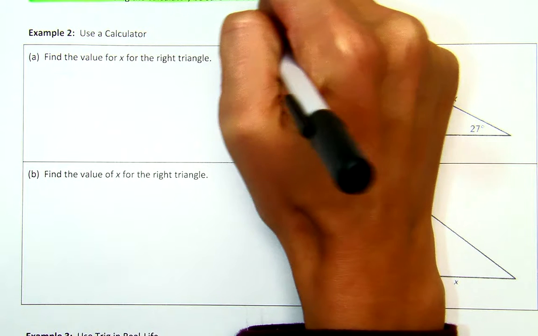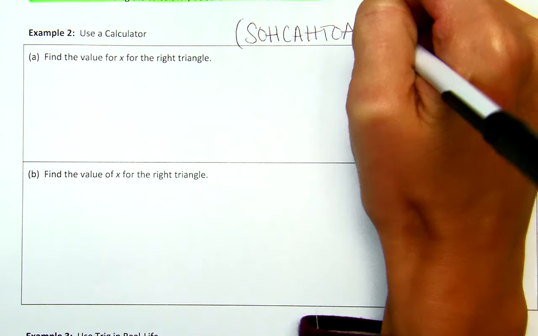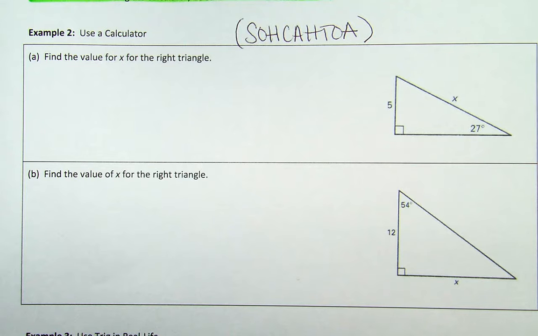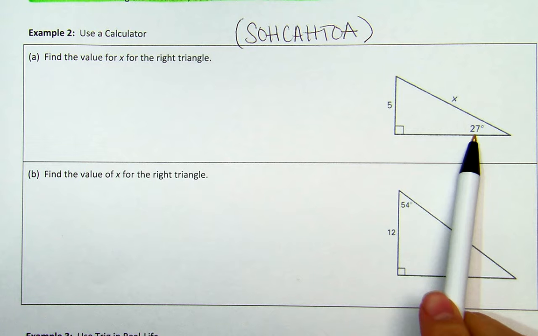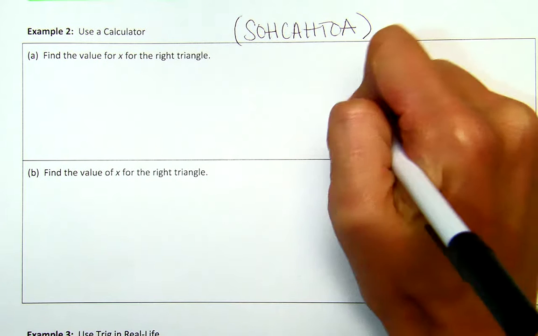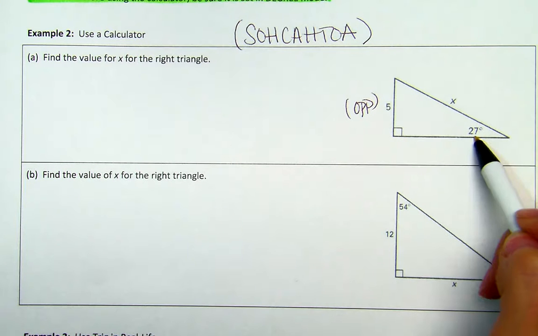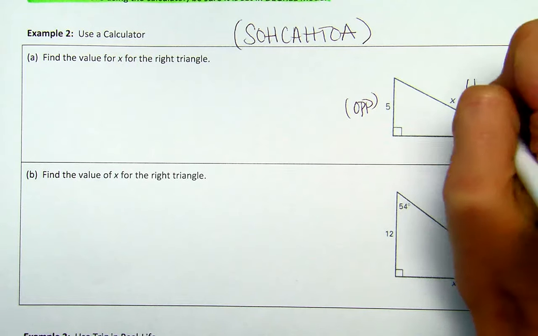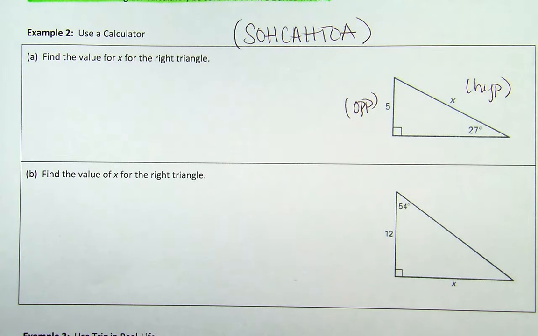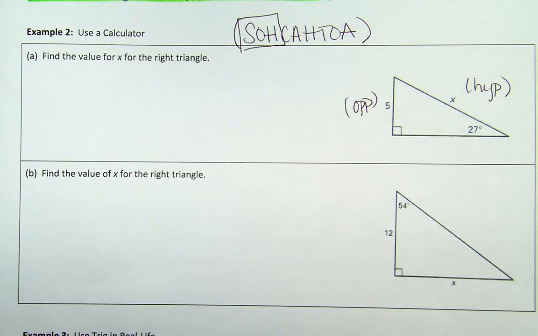So again, I'm going to start off with writing SOHCAHTOA on the top of my paper. It helps me remember. So in letter A, I'm given the interior angle of 27 degrees. In relationship to that 27 degrees, 5 is my opposite leg. And the x, which is in relationship to my 27 degrees, is my hypotenuse. So the trig function that deals with opposite and hypotenuse is my sine value.